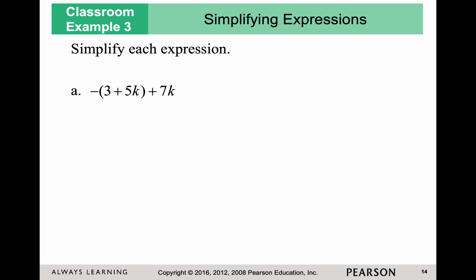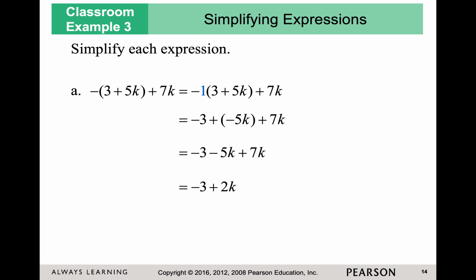What does that look like? So I'm looking at this question. I need to get rid of the grouping first. So I'm going to distribute negative 1 into that parentheses. Once I have that done, I can see that negative 5k and 7k are like terms. They have the same variable with the same exponent. Again, we don't need to show that factoring step. We can just do negative 5 plus 7, which is going to be 2.